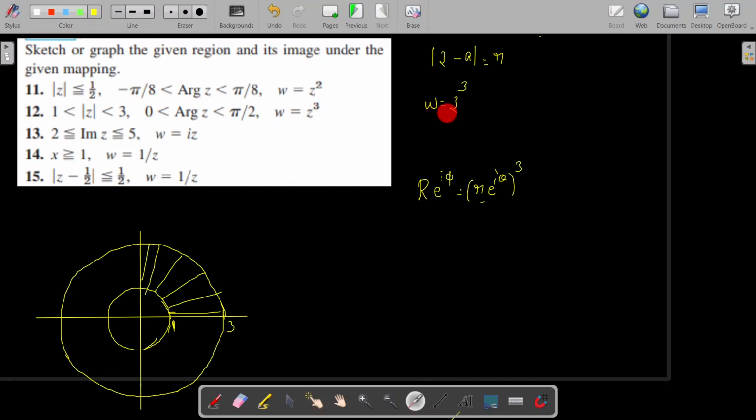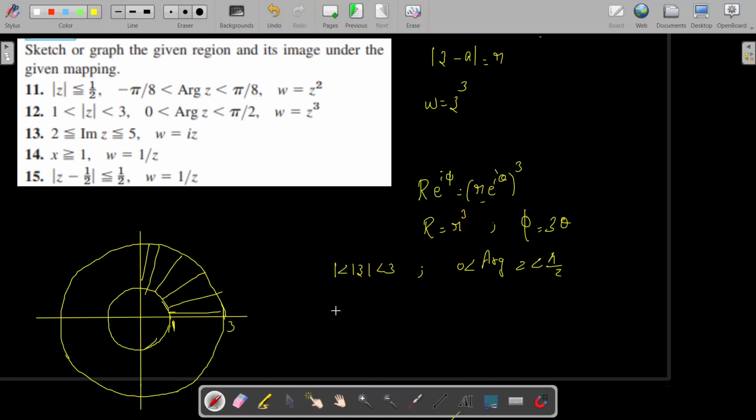So consider the map w equal to z cube, that is R e raised to i phi equal to small r e raised to i theta whole cube. So what happens is capital R becomes small r cube, and phi becomes 3 theta. Okay. Now the given region is 1 less than mod z less than 3, and 0 less than argument of z less than pi by 2. And what happens is here capital R becomes small r cube. That is, the amplitude becomes cube of the amplitude of the point in the z plane.